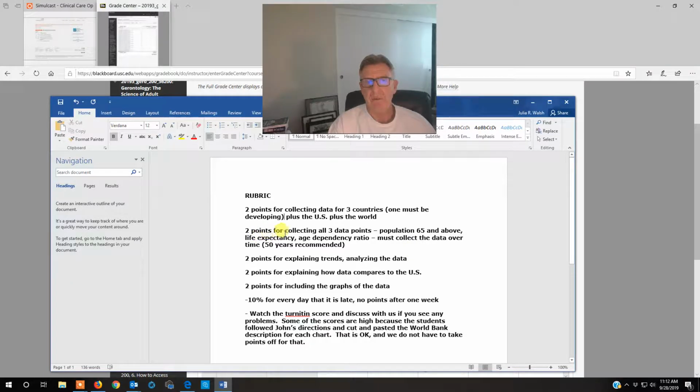Then you have 2 points for collecting all 3 data points, meaning you had to get this right: population 65 and above, life expectancy, and then the age dependency ratio. This has to collect data over time as well, and we'll see what I'm talking about. Some people are making a little bit of a mistake of looking at just the dependency ratio that includes both young and aged, and I think that's because we used to have that before, and they're probably grabbing other people's papers.